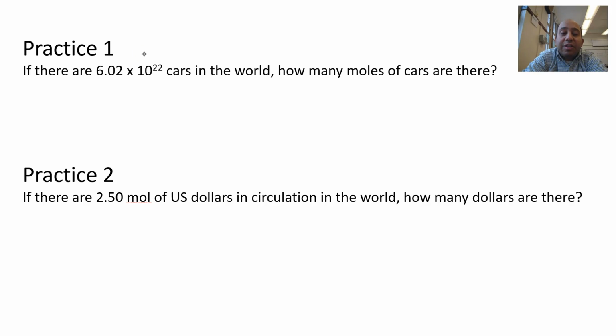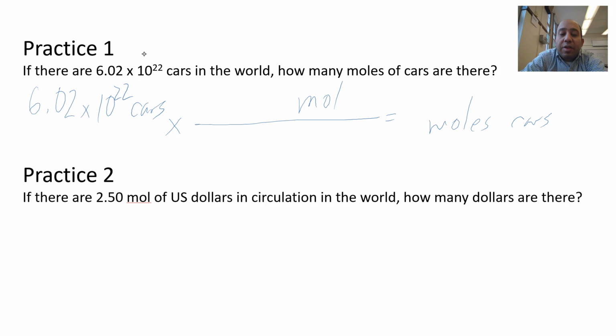Now that you've answered the questions on your own, we're going to try this together. You're going to write the given on the left side, 6.02 times 10 to the 22 cars. And you want to find out the moles of cars. And you know that mole has to go on the top because you want to solve for it. You know that the number of particles goes on the bottom.